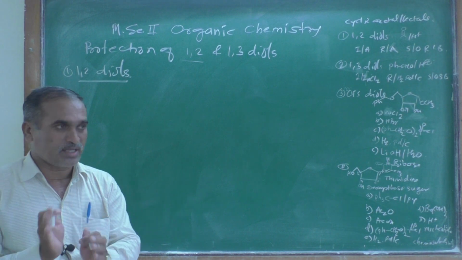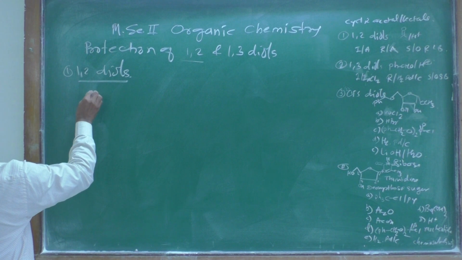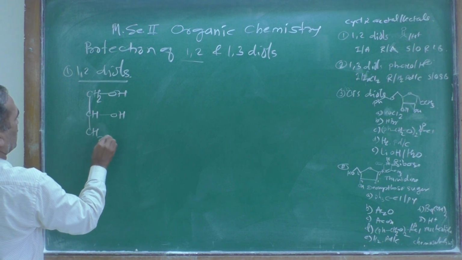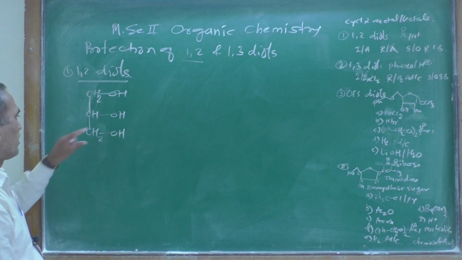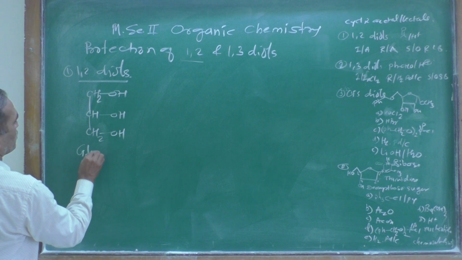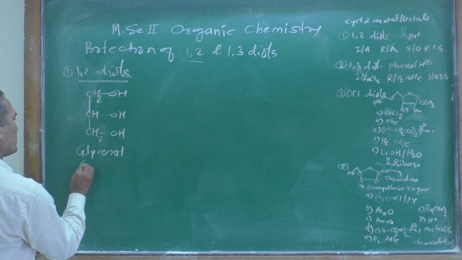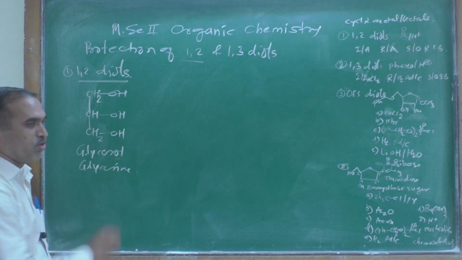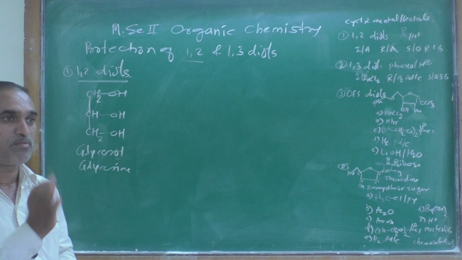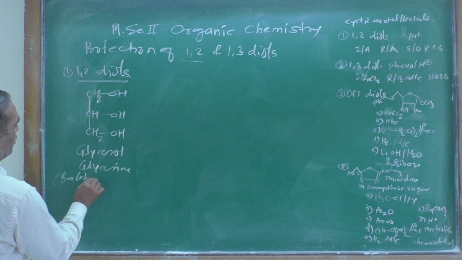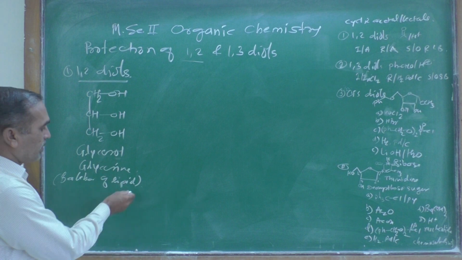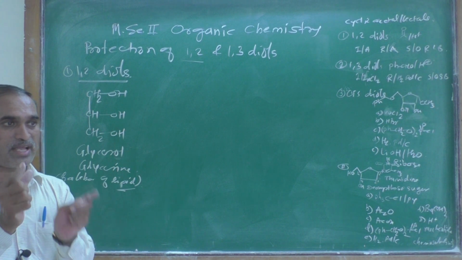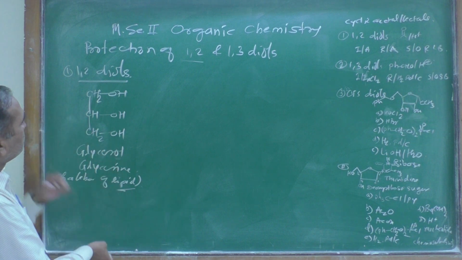Now let us see the first example. As we know, this is CH2OH, CHOH, CH2OH. There are three hydroxy groups, and therefore it is called glycerol. It is known as glycerol, or we can call it glycerine also. Glycerine is the common name, and in glycerol the suffix OL indicates hydroxy groups are there. This is the backbone of lipid. What do you mean by lipid? It is sometimes referred to as fat, and fat present in oils is based on glycerol.